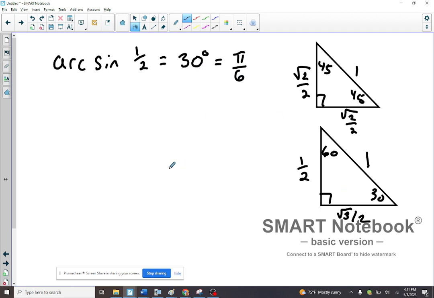The answer does have to be in radians because I'm asking you to evaluate it, not just give me the angle. Radians to degrees: multiply by 180 over pi. Is it only quadrants 1 and 4? For sine, good question. For sine and tangent it's quadrants 1 and 4.